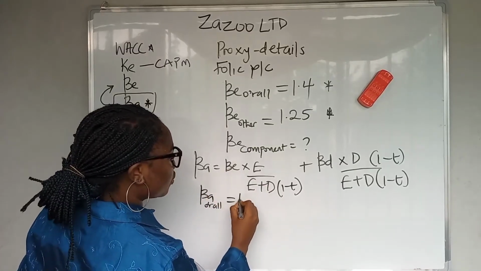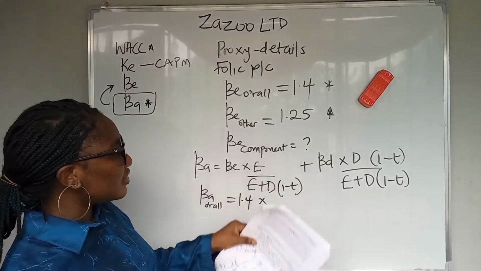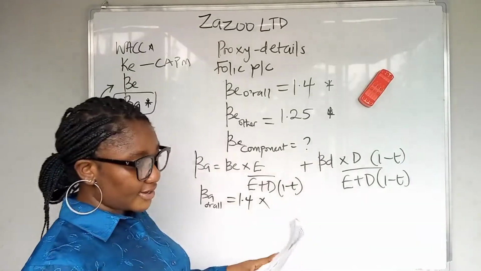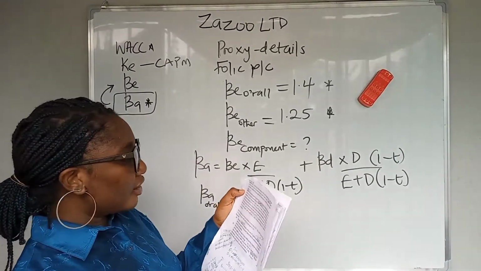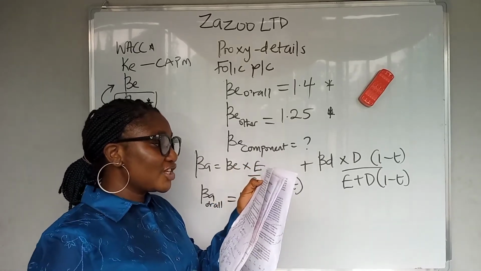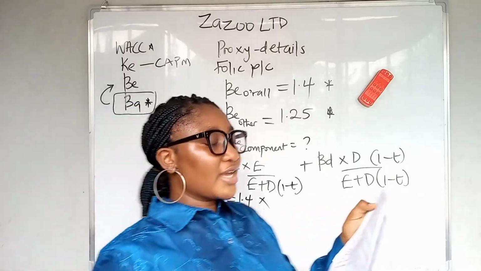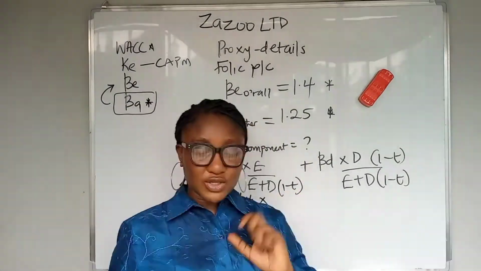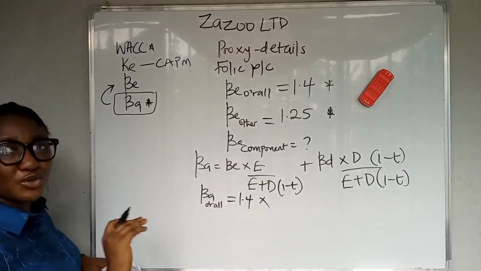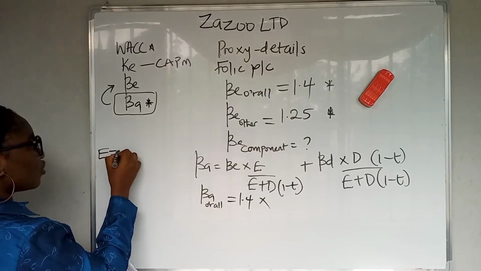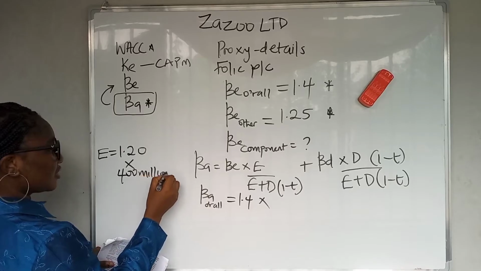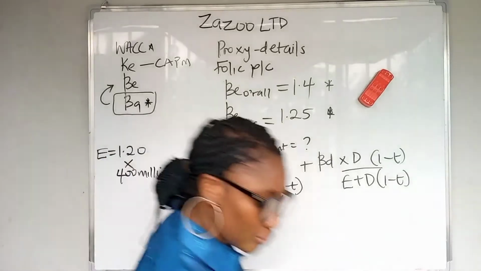So now that you have your BE overall, that equals 1.4 times what is the equity value, or the equity capital of the proxy company, because it's proxy details you're using here. They said it here that Folic PLC has 400 million 25-cent shares in issue, trading at $1.20 each. That is what you need, right? You don't have to write that one down. So your equity value of the proxy company, $1.20 multiplied by 400 million shares. Okay, so you put that in your calculator. Here's my calculator.